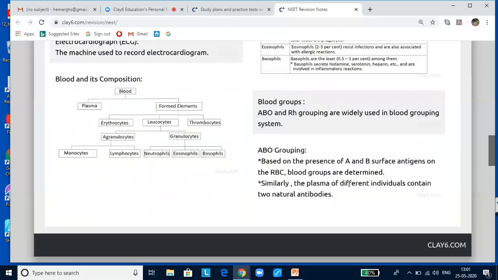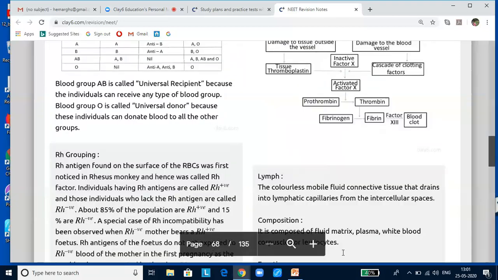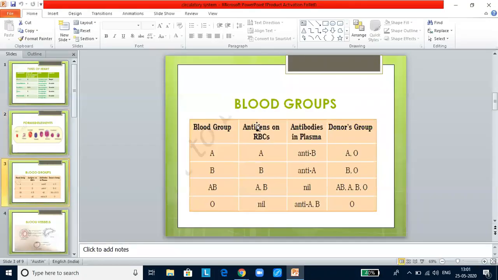Now let us look at the blood groups. Now blood grouping is very, very important. In human blood, there are two types of blood groups, ABO group and RH factor, which are widely used all over the world. ABO blood group is based on the presence or absence of two surface antigens on the RBCs, that is A and B.